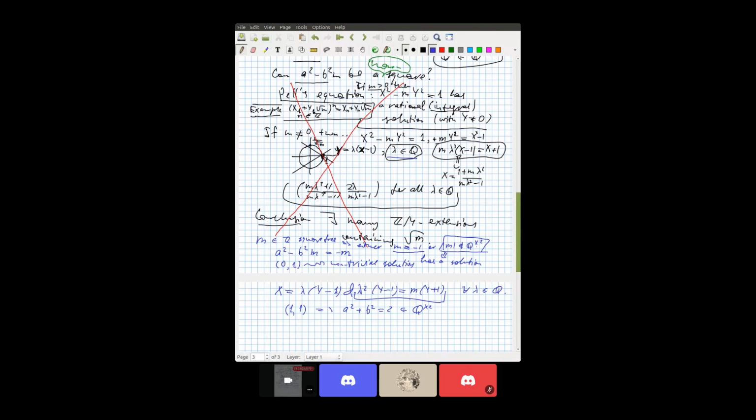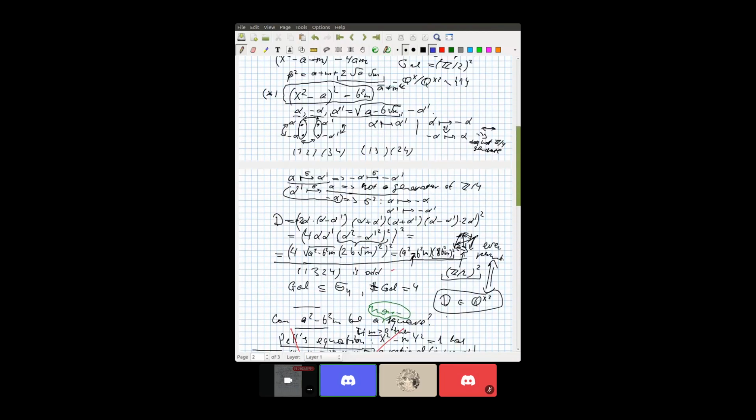Again, the pair 1 1 gives us a non-square. I have to stop at this point, but maybe you can try to check all the details, because we were a little bit sloppy somewhere.